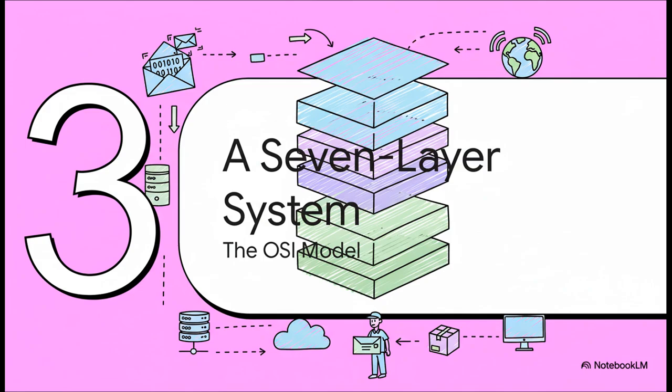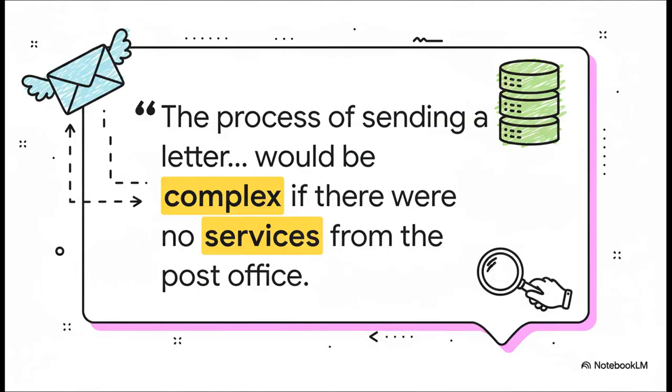Okay, but with so many different devices and all these different tasks, sending an email, streaming a movie, how do you even begin to organize all of those rules? Well, you use a layered system. And the most famous, most foundational one is called the OSI model. To really get our heads around this, let's use an analogy from our source material that just makes it all click. Imagine trying to send a letter, but there's no post office, no mail carriers, no sorting centers, nothing.